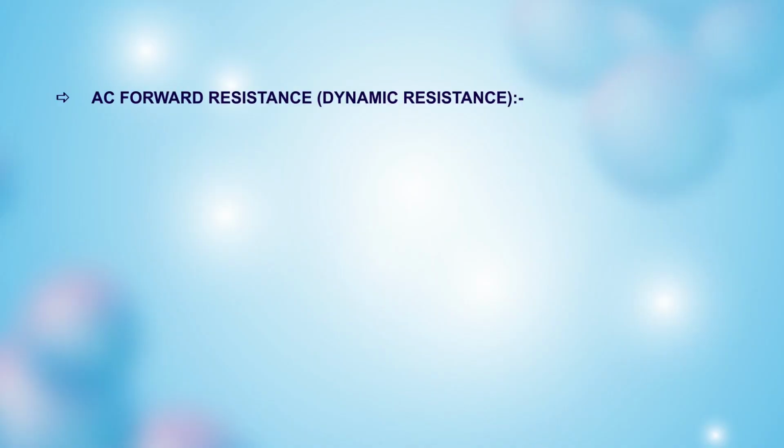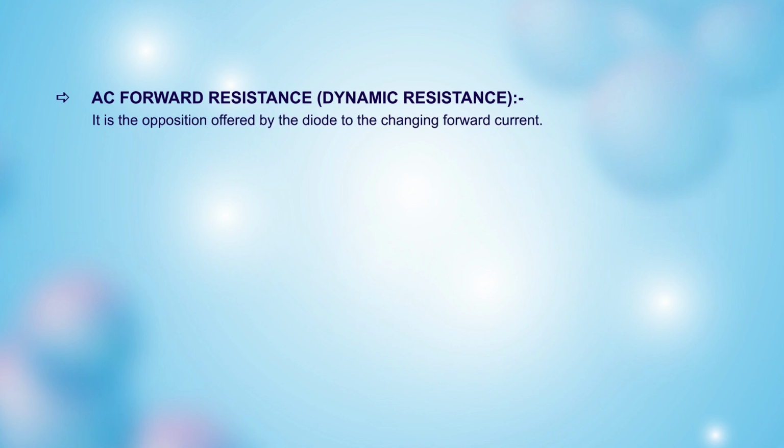Now, what is AC forward resistance? AC forward resistance is also called dynamic resistance. It is called dynamic resistance because AC is fluctuating, or alternating in nature by its name. With respect to time, its value changes. That is why the resistance obtained by AC is called dynamic resistance. Now, what is AC forward resistance? It is the opposition offered by the diode to the changing forward current.